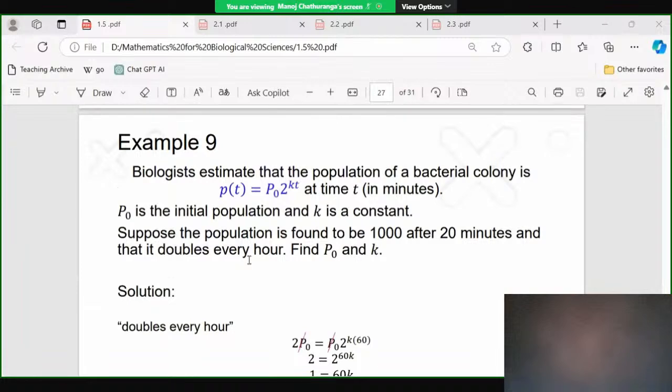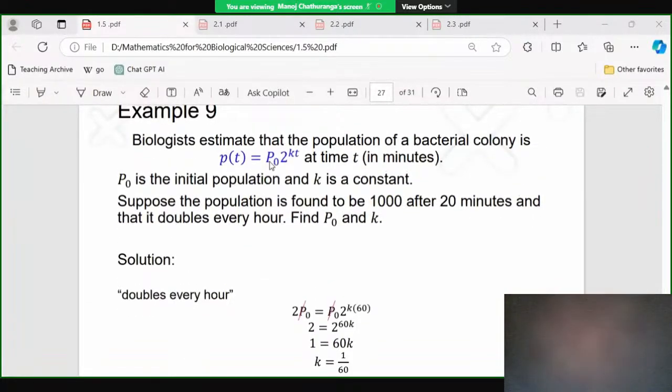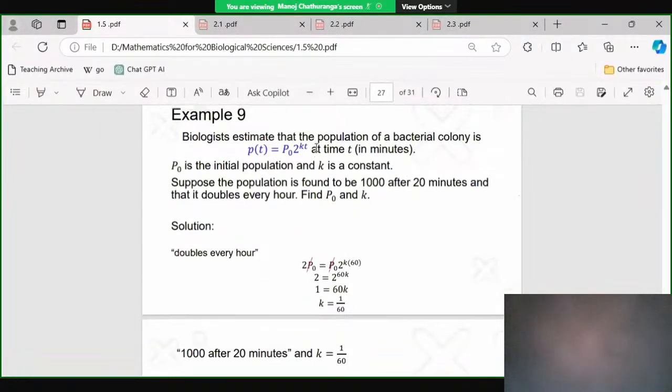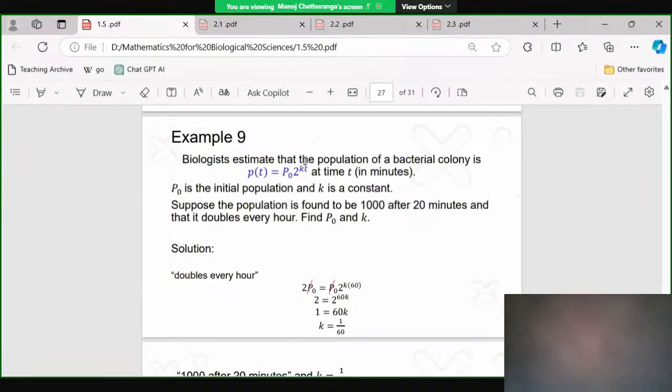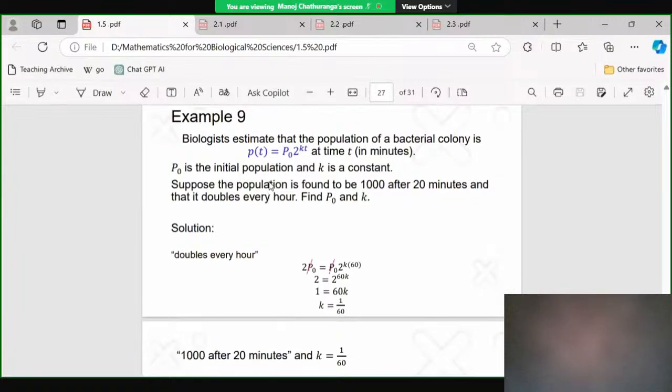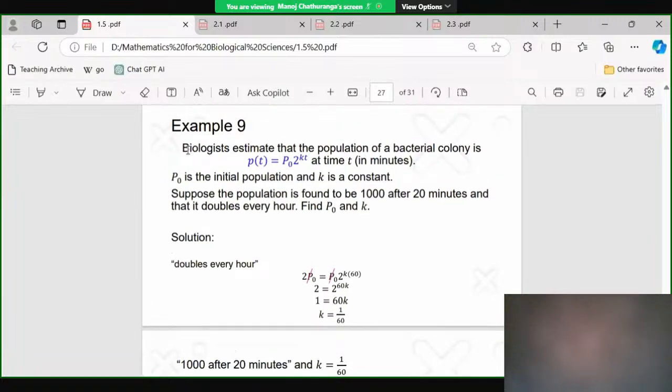Then here is a nice application of logarithms. Let's say a biologist estimates that the population of a bacterial colony is given by some constant P naught times 2 to the power kt, where P naught is the initial population. This is a function. Population is a function of time t.